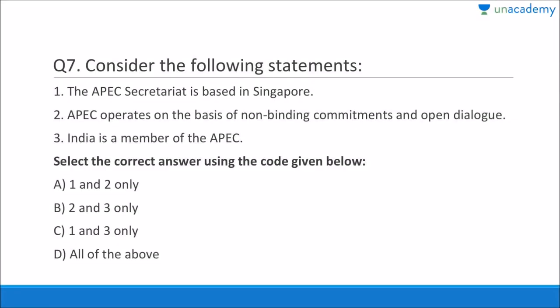Question number 7. Consider the following statements. The APEC Secretariat is based in Singapore. So the statement is correct. APEC operates on the basis of non-binding commitments and open dialogue. So this is also correct. India is a member of APEC. No, India is not a member of APEC. So answer here is A, 1 and 2.